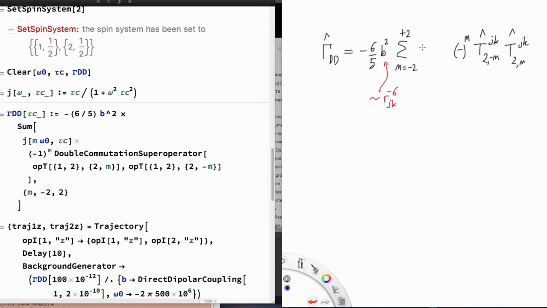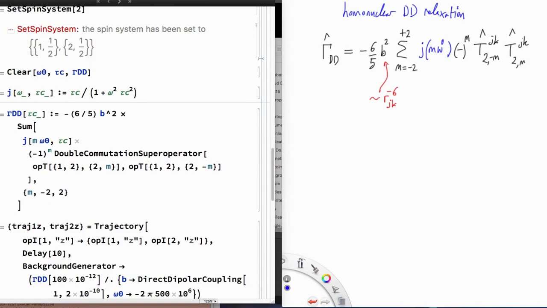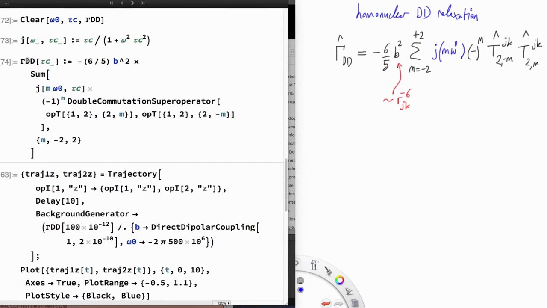But a new thing which comes in for a general correlation time is that we need a spectral density function at multiples of the Larmor frequency. So this would be the case of homonuclear dipole-dipole relaxation. The heteronuclear case is a little bit more complicated. Anyway, so that's the dipole-dipole relaxation superoperator, and we can now explore what it does. So here it is programmed in for a general correlation time.